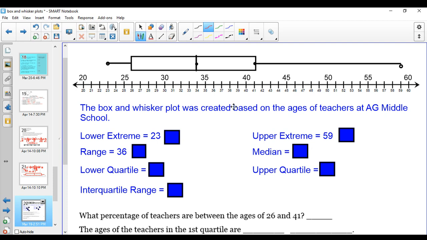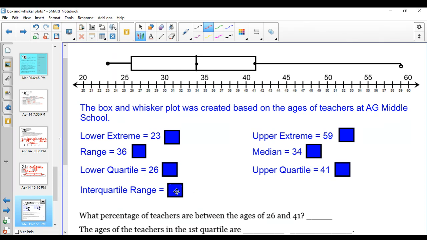Okay, next, the median. So that's going to be the line in the middle of the box here. So it looks like that's at 34. So the median age was 34. The lower quartile is going to be the left end of the box here, which is at 26. So the lower quartile is 26. The upper quartile is the right end of the box right here, which is at 41. So the upper quartile is 41.